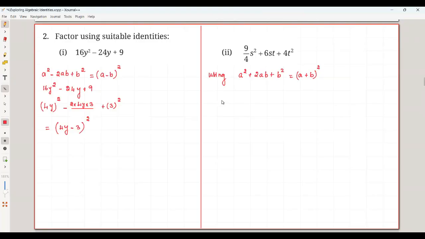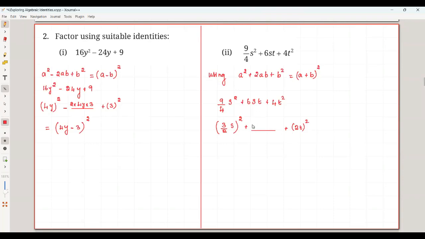So write the question. The question is given as 9 by 4 s square plus 6st plus 4t square. Okay, 9 by 4 s square, we can write it as (3 by 2 s) the whole square. If you take the square of this, you will be getting 9 by 4 s square. So plus, the second one just leave it. Then find out b value. So 4t square means you can write (2t) the whole square. Now this is our a value, this is our b value.